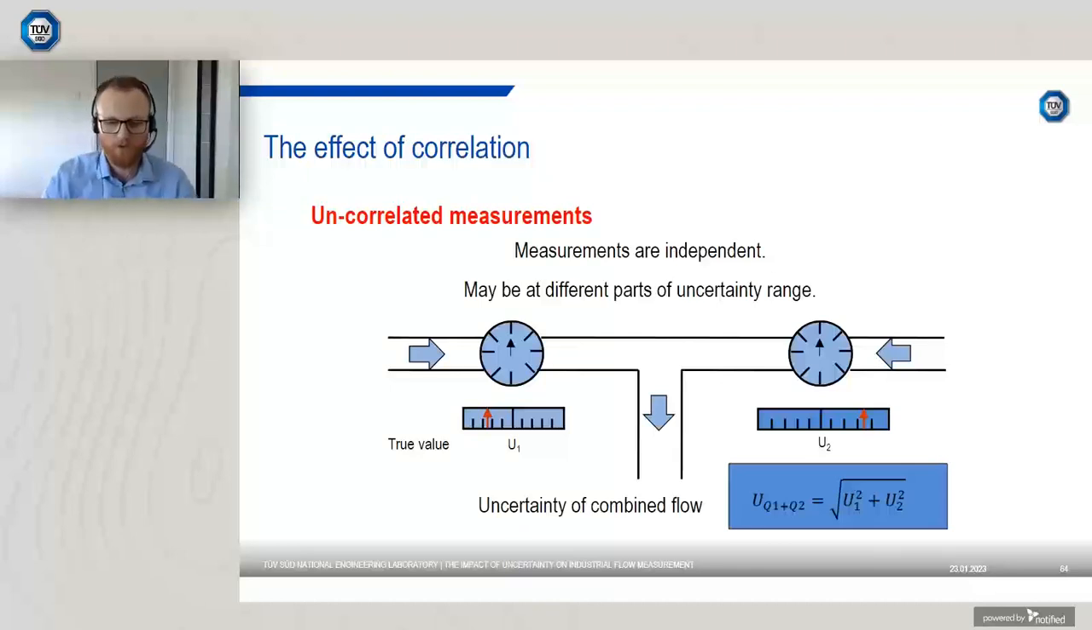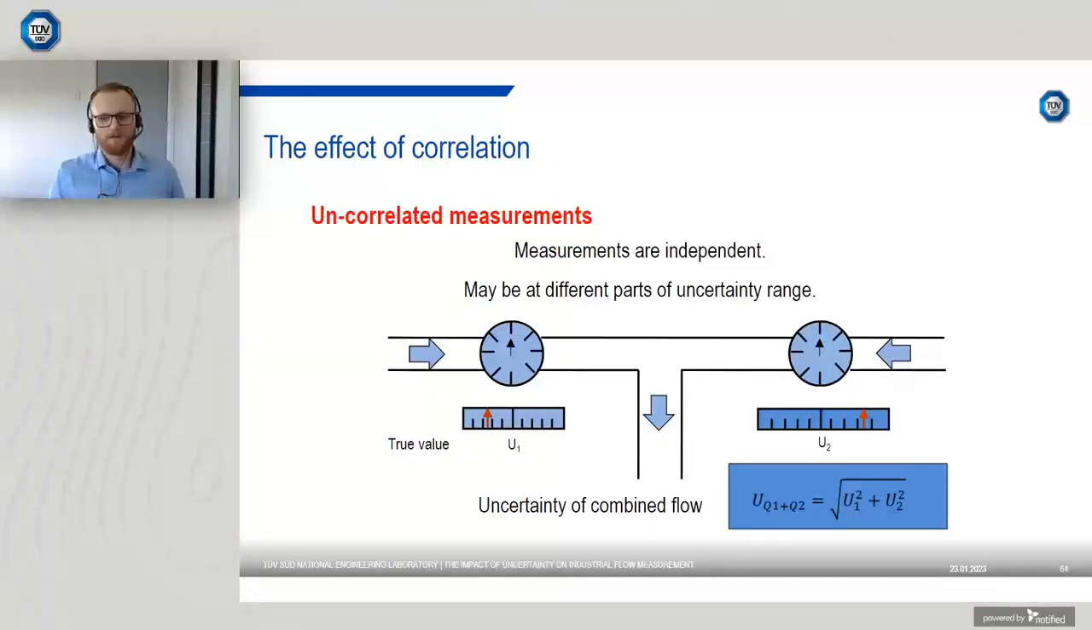So I've got a few slides on correlation. As I said, I don't go into it in too much detail because it's quite a complex topic. But essentially, when something's uncorrelated, like we've assumed in the previous two examples, the root mean squared method of combining uncertainties, so taking the UC squared terms, summing them, and then taking the square root, takes into account the fact that the measurements were independent of one another. They may be at different parts of the uncertainty range.